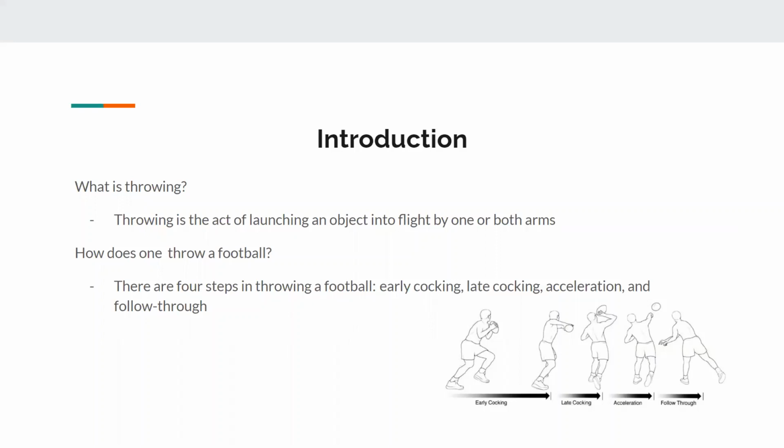Early cocking starts when you plant your foot and continues to maximal shoulder abduction and internal rotation. Late cocking starts at maximal shoulder abduction and internal rotation and ends with the maximal shoulder external rotation. Then the acceleration phase starts at the maximal shoulder external rotation and ends with ball release. Then the follow through starts at the release of the ball to the maximal horizontal adduction.